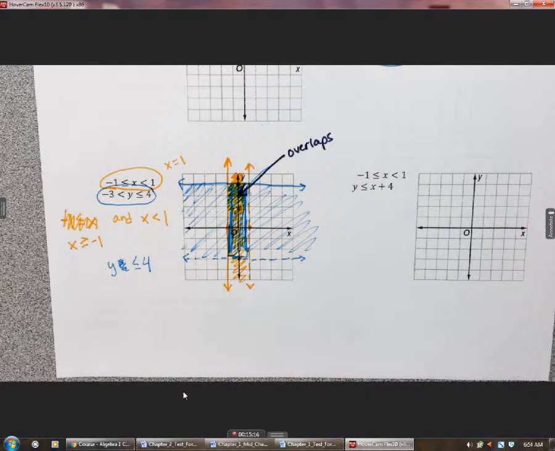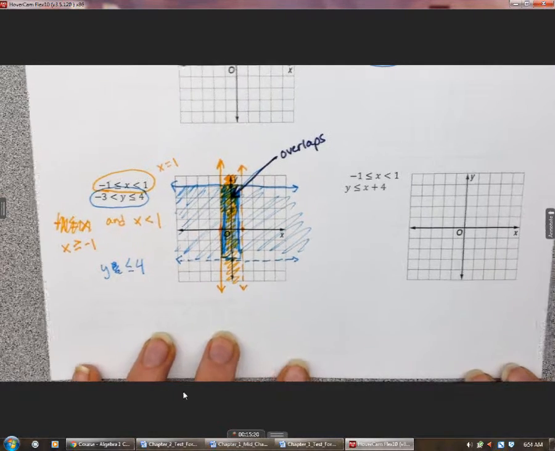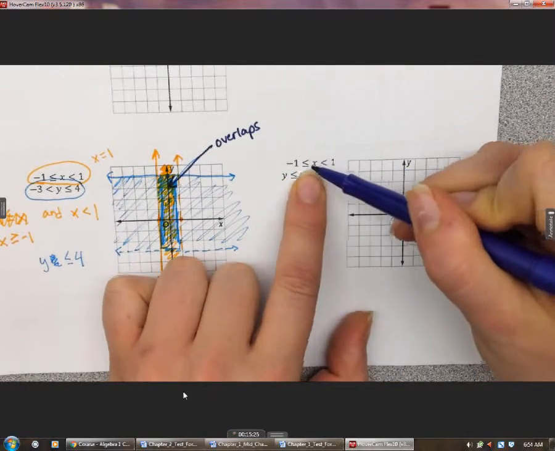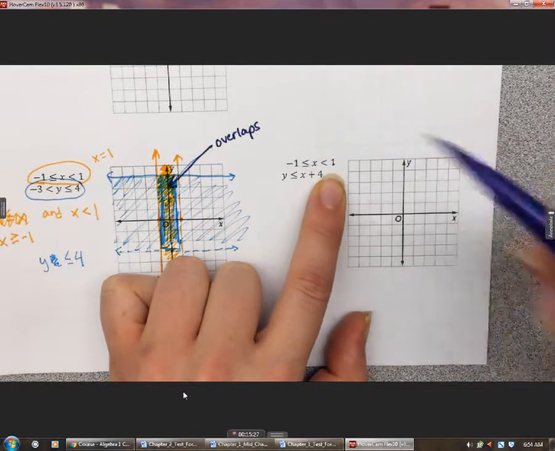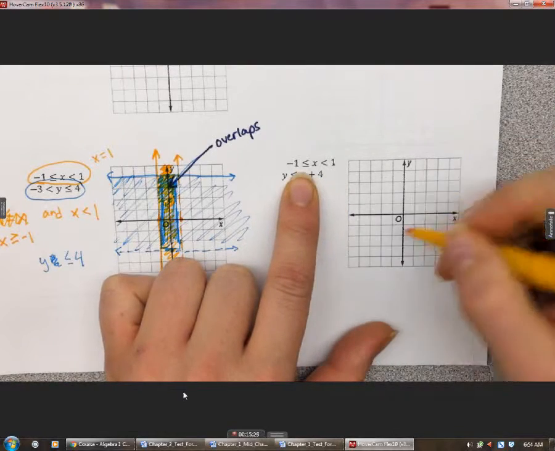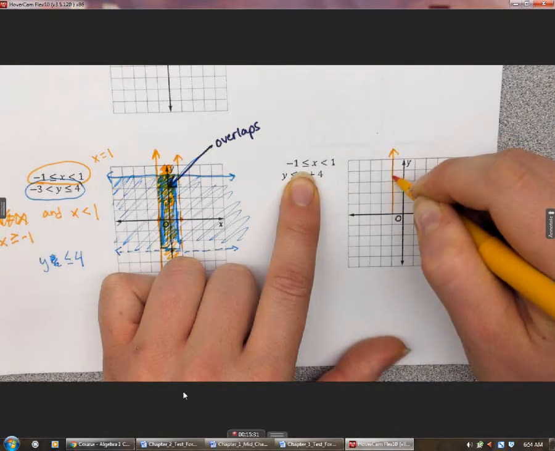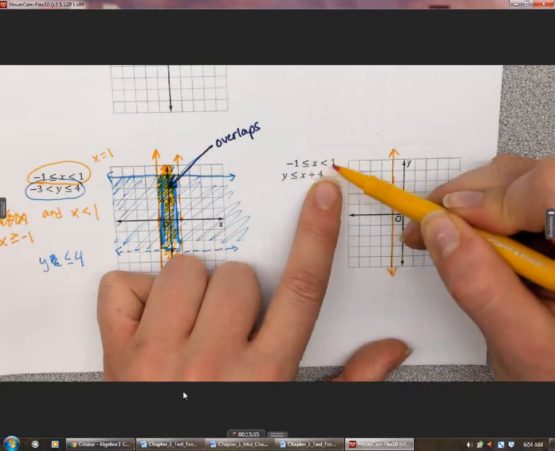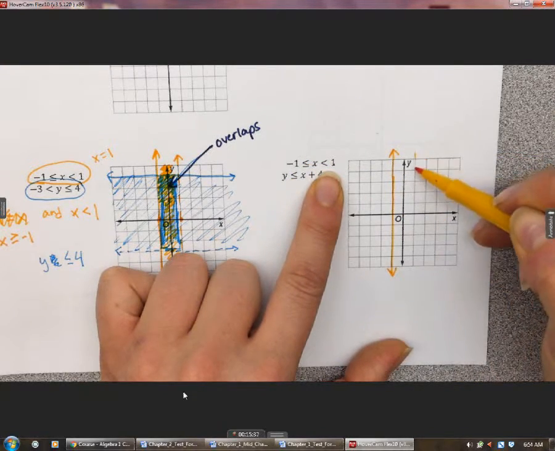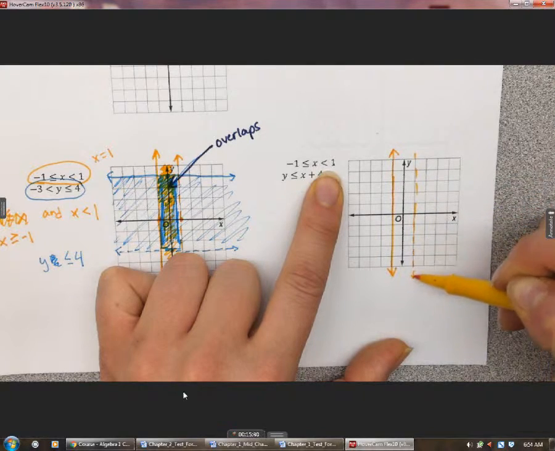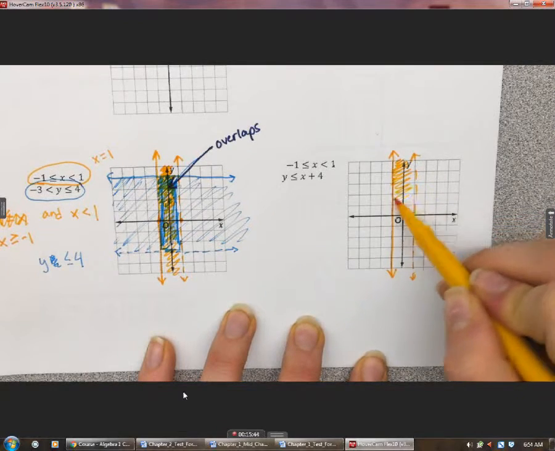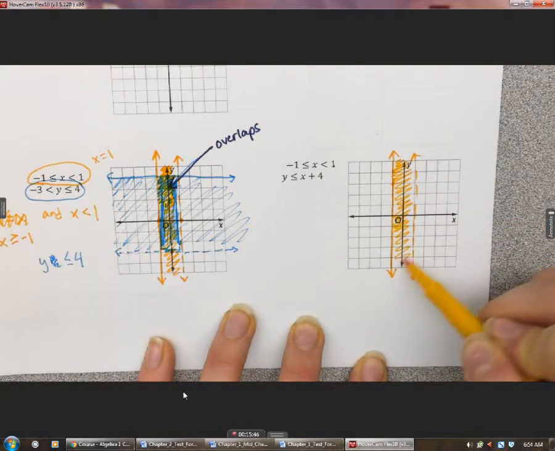One more example, and then we're moving on to part 2. You guys are doing good. Hang in there. So right here would be another example. Again, we've got this x is in between -1 and 1. So here's my -1. Vertical line going through here. It's solid. 1 is a dotted line. And we want x's in between those two. So we're shading in between the two lines.